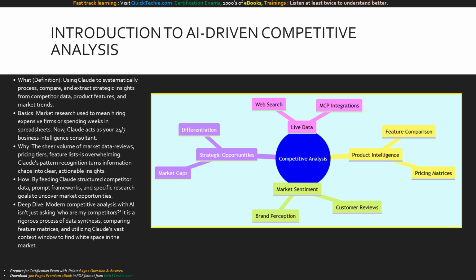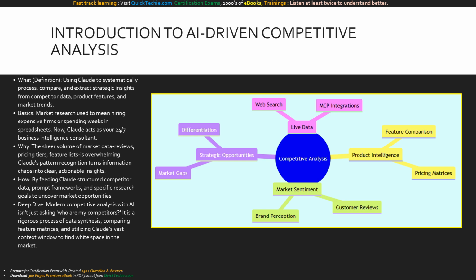Why is this a game changer? Because the modern market produces an overwhelming volume of data, thousands of customer reviews, complex pricing tiers, and endless feature updates. Claude's superpower is pattern recognition. It can digest this massive amount of unstructured data and turn it into clear, actionable insights.